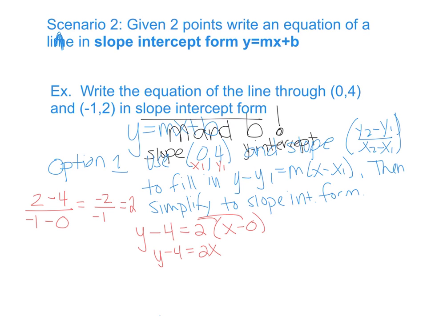Okay, my next step is to isolate the y. So that y equals, I'm going to add 4 to both sides. And I want to keep it in mx plus b form. So y equals mx, remember my m was 2, my x, plus the 4 that I just moved to the right-hand side. So all I did was isolate y.